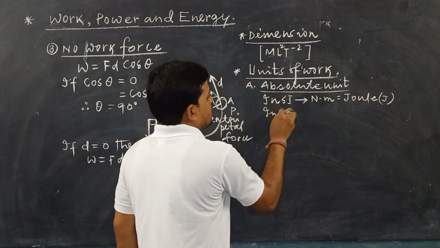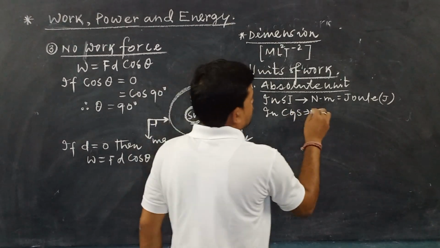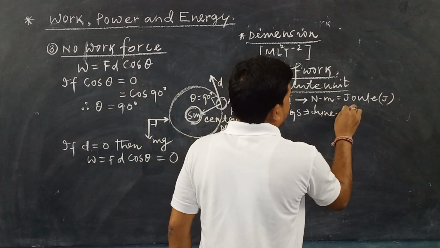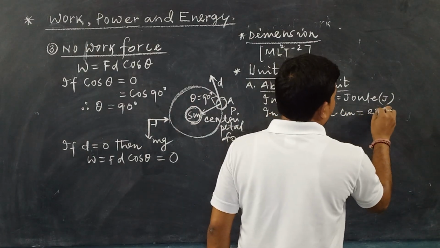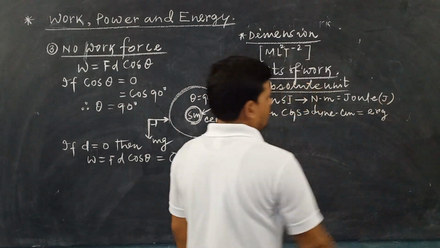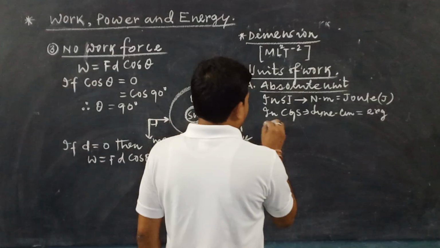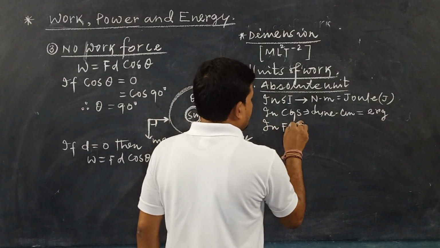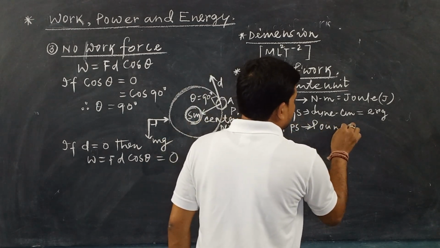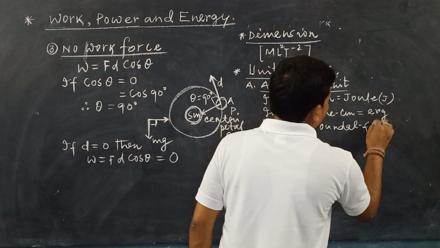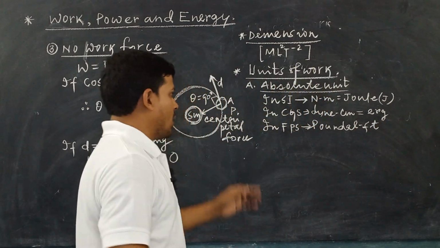And in CGS, this will be the dyne centimeter. Dyne is the unit of force. Dyne centimeter is equal to the erg, simply erg. And in FPS, not necessary, but we learn here that it will be the poundal foot, not important, poundal foot.